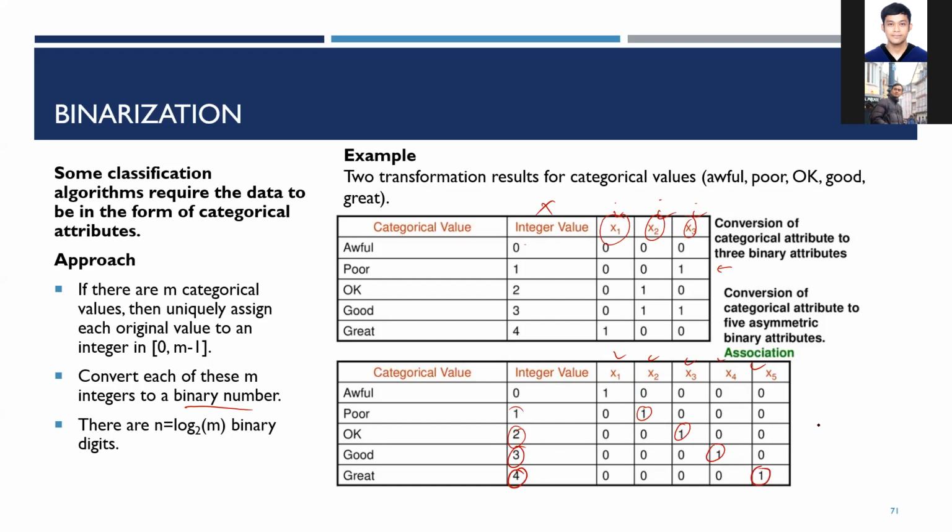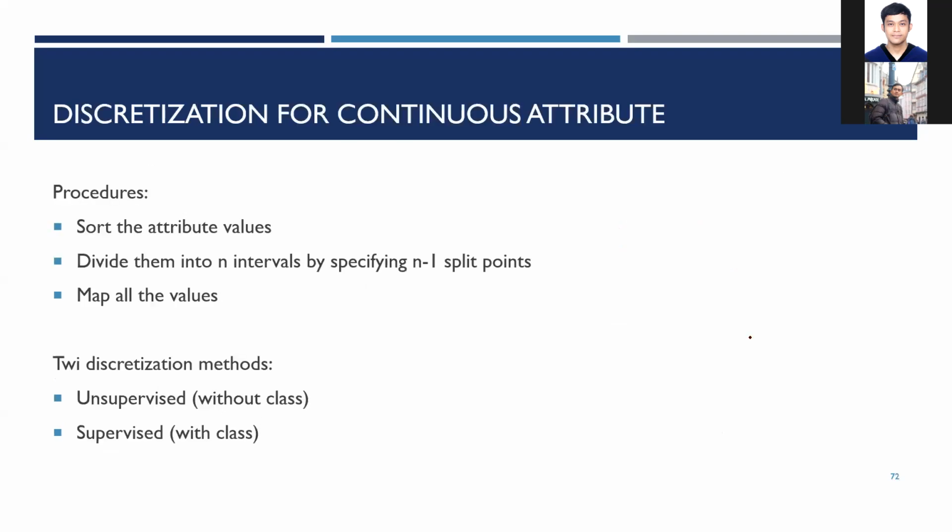Yeah, these are two examples of converting from categorical into binary. Okay. Discretization for continuous attributes. The easiest one: we can sort the attribute values and then divide them into n intervals, and then map all the values. For example, this is our data.